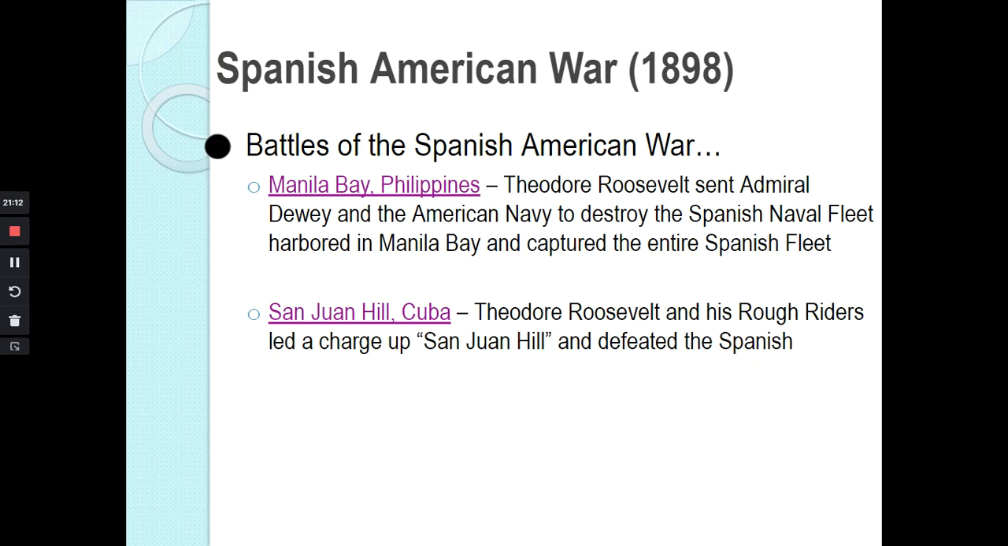Well, the fighting wasn't just centered on Cuba. It was also in the Philippines. Roosevelt sent Admiral Dewey in the American Navy, and they fought the Spanish there in Manila Bay in the Philippines on the other side of the world in the Pacific. And of course, the U.S. Navy does capture and defeat the entire, notice that word, entire Spanish fleet.